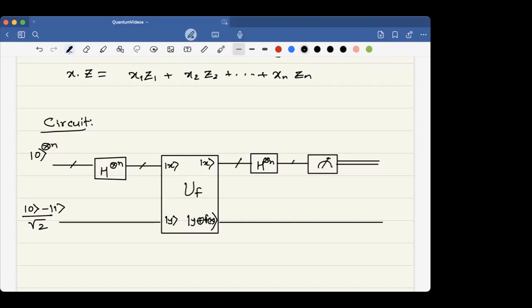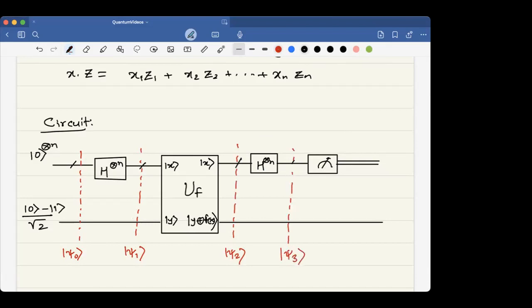Okay, and let's analyze this circuit. Let's draw the time points where we will look at the state of this quantum circuit. This is psi 2. This is psi 3.